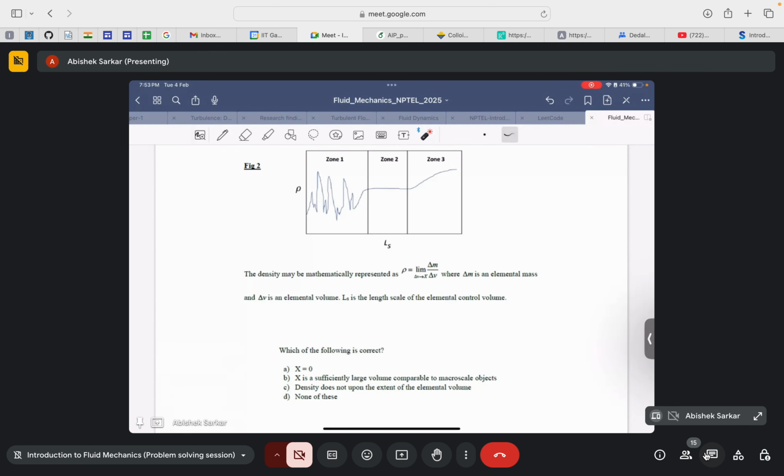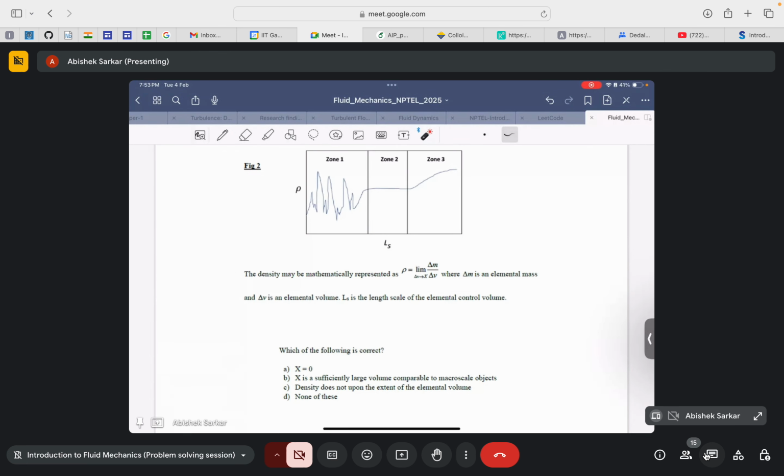Okay, it should depend on the mean free path of the fluid molecule. Delta V should have a volume that is related to the mean free path length scale of the fluid molecule. Okay. Next question is, if the system length scale of the elemental control volume is less than the mean free path of the molecules, which of the zones will be associated with the density estimation?